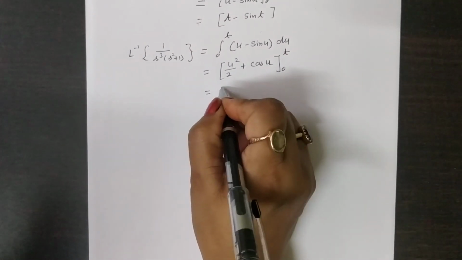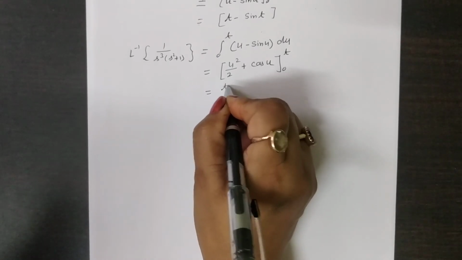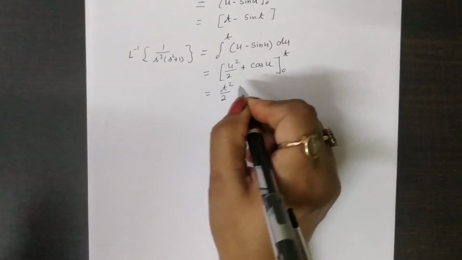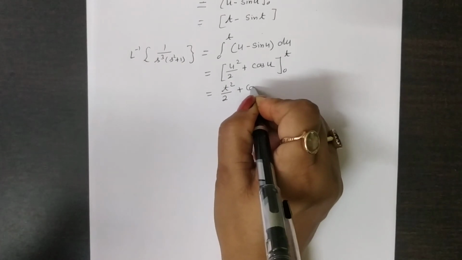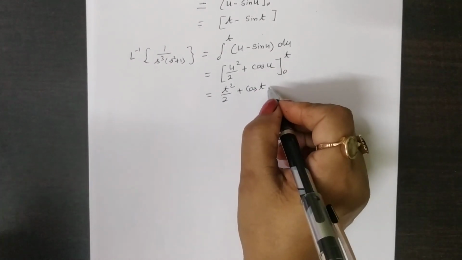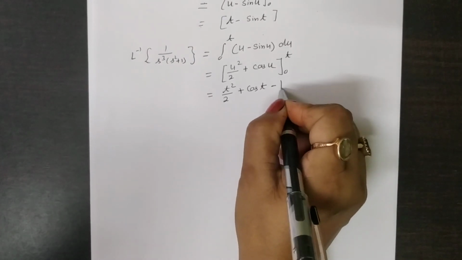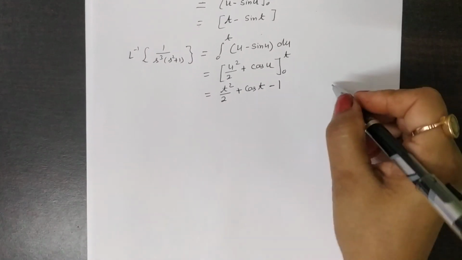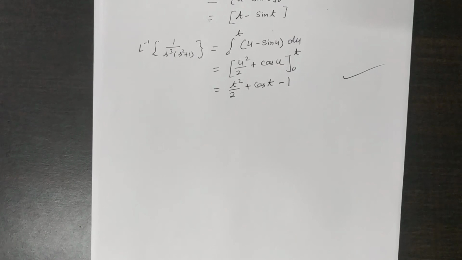This is equal to u²/2 plus cos u, and operating the limit from 0 to t, you get the result: t²/2 plus cos t minus cos 0, and cos 0 is 1, so this one is minus 1. Yes, clear? Yes, okay.